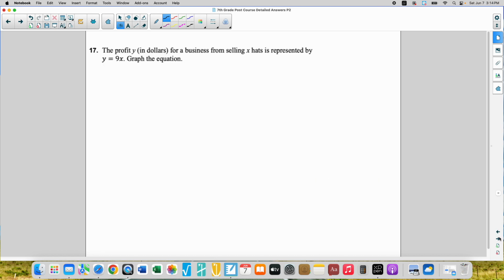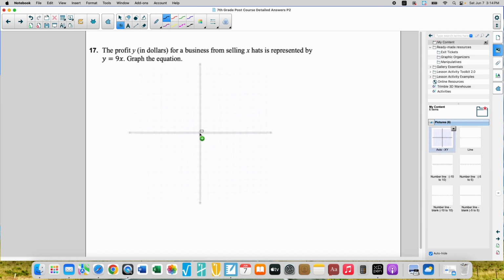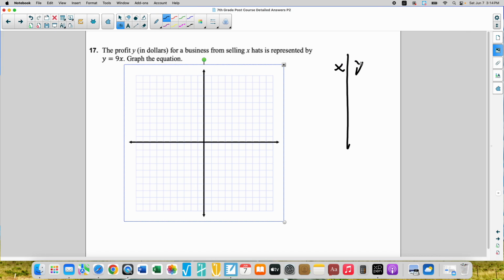The profit Y in dollars for a business from selling X hats is represented by Y equals 9X, where Y is the dollars that you make and X is the number of hats. Graph the equation. So if we look at this data, you have input, you have output. X represents the number of hats. Y equals profit.